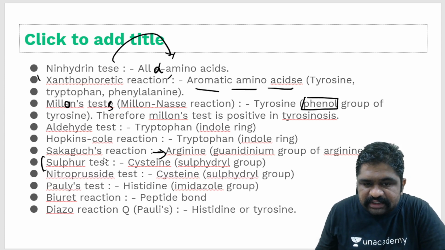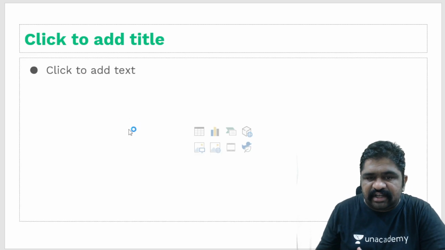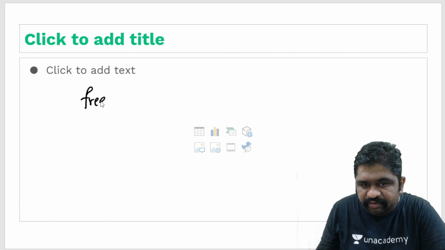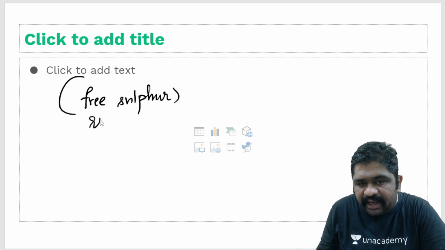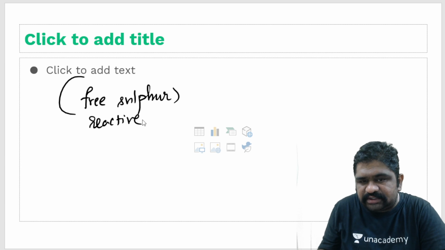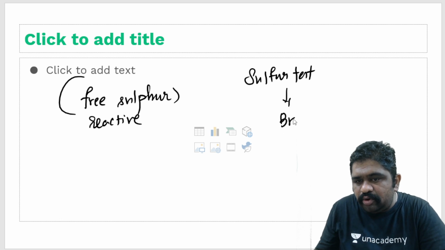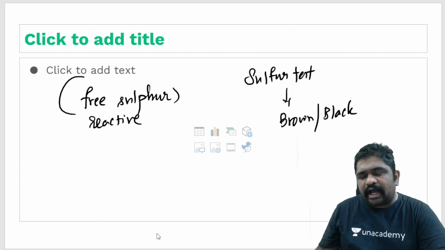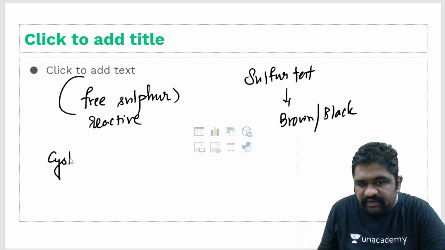Then you look for the sulfur test. If free sulfur or reactive sulfur is present in an amino acid, when you conduct a sulfur test on it, this test will give you a brown or a black color. Which amino acid is a sulfur containing amino acid? Mark my words, we have cystine and methionine.